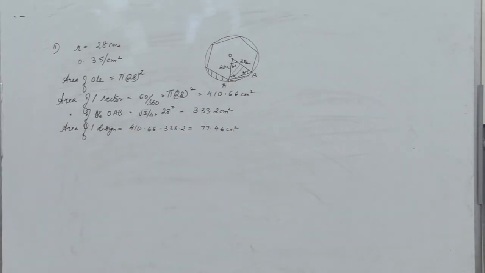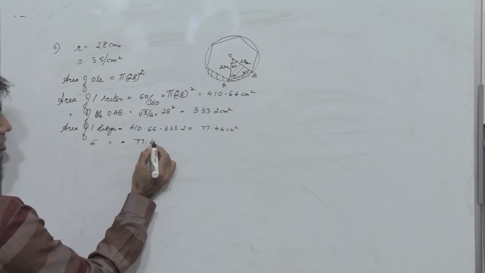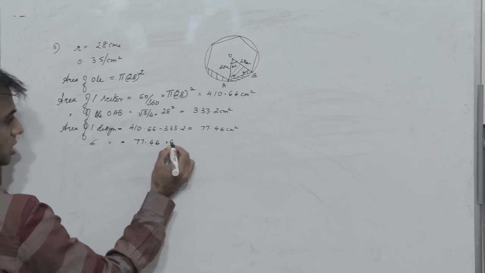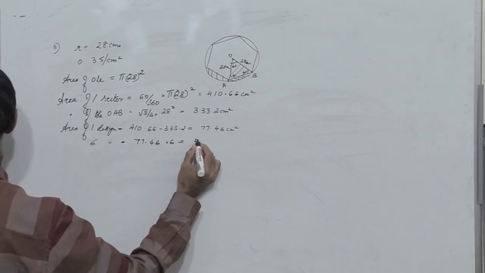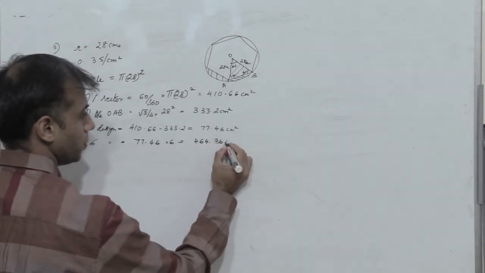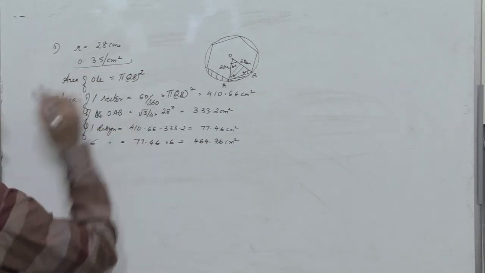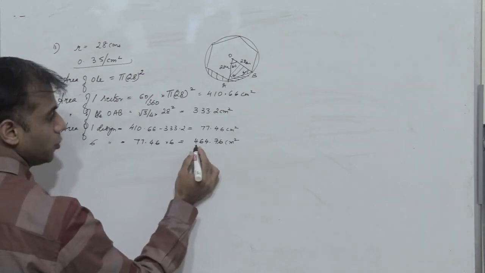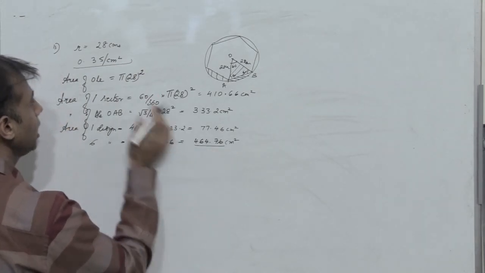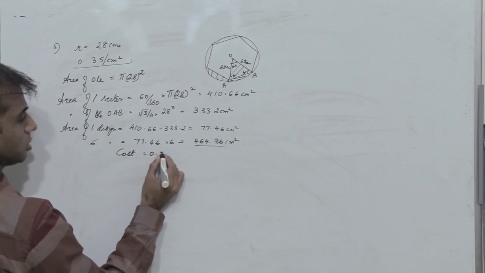So now the area of 6 design segments is 77.46 into 6. So that gives us 464.76 centimeters square. The cost of making the design per centimeter square is 0.35, right? So this is 0.35. So the cost of making the design for this entire area is the total area into 0.35.